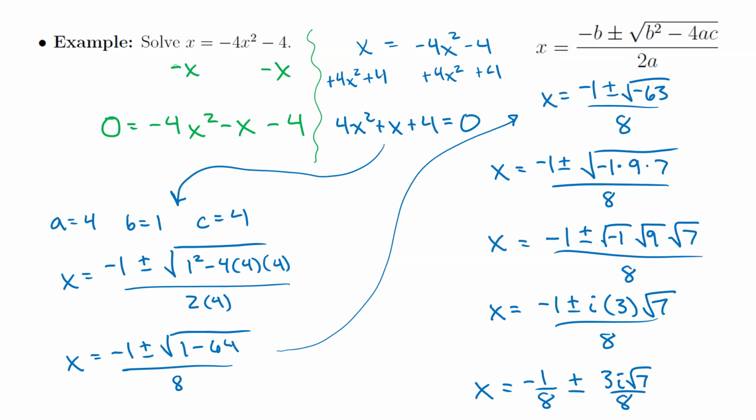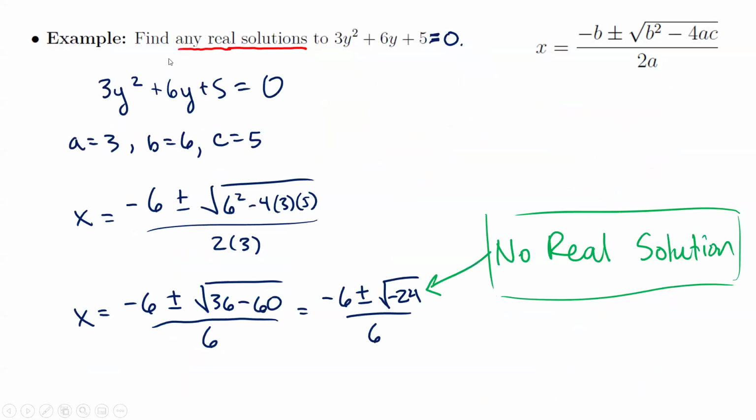So again, if I just say solve and you end up with imaginary numbers, I want you to give me a solution that has imaginary numbers in it. If I say find any real solutions and there's a negative under the square root, then you have permission to stop and just say no real solution.